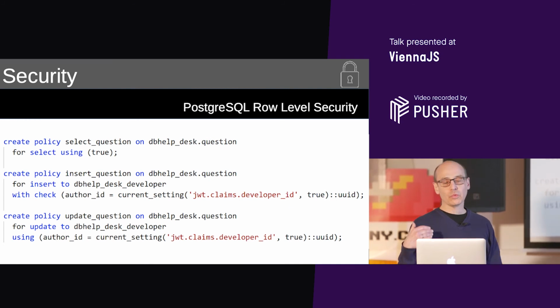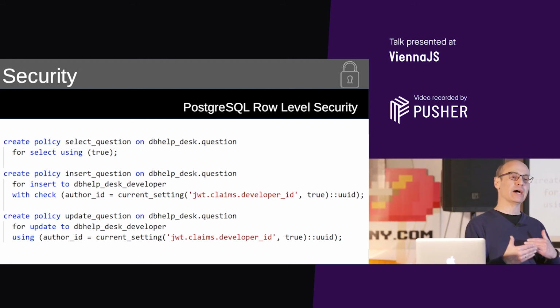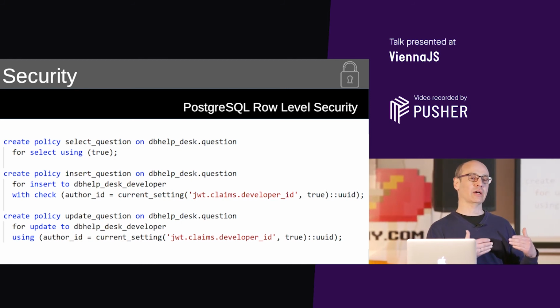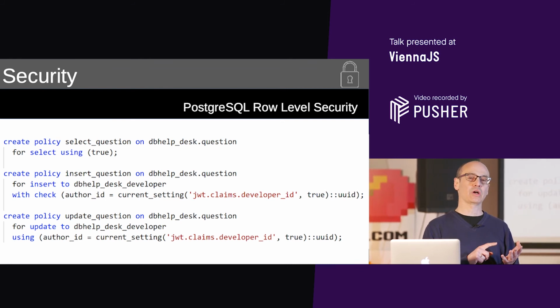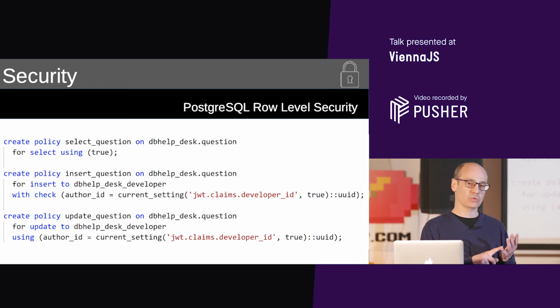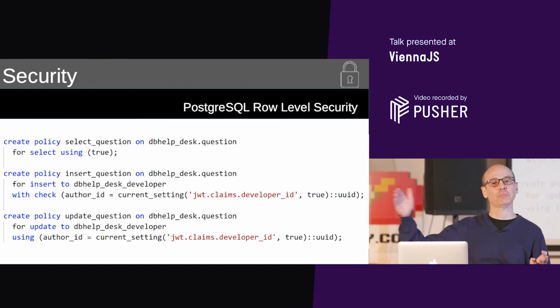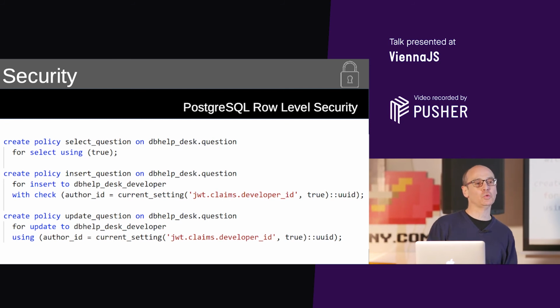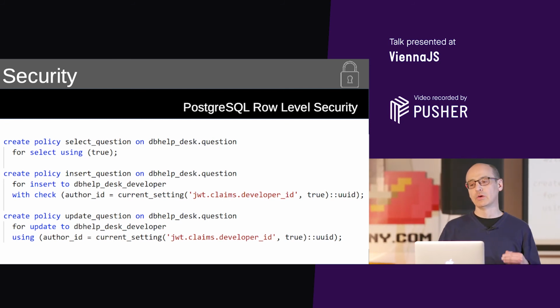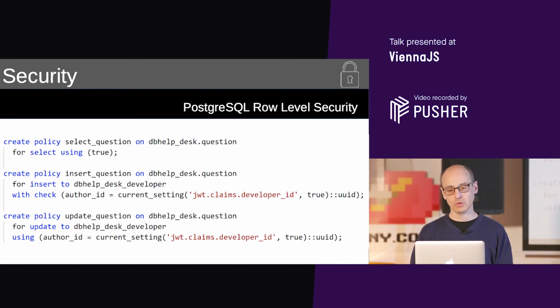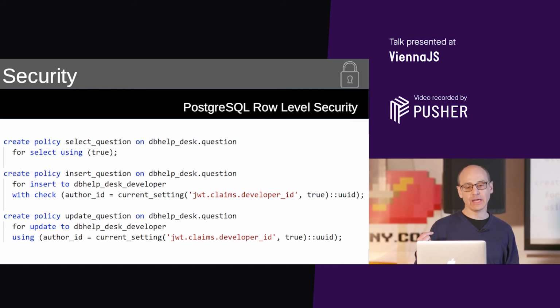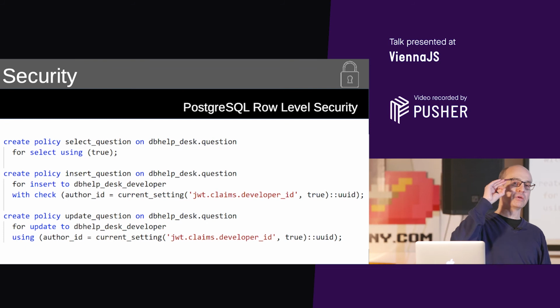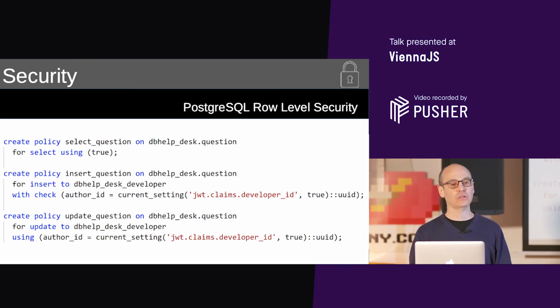So by doing that, we can guarantee that only developers can answer and ask questions and update their own questions. But you don't want a developer to update a question for someone else. In order to solve this problem, you use something called Row Level Security. It's a feature of Postgres starting on version 9.6, and it allows you to have very granular, row-level security for your different processes.